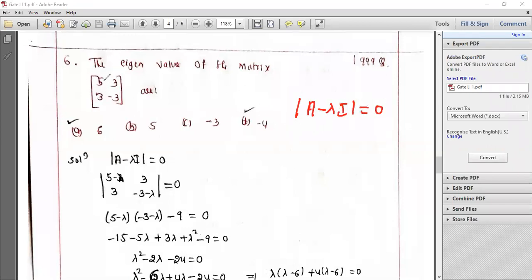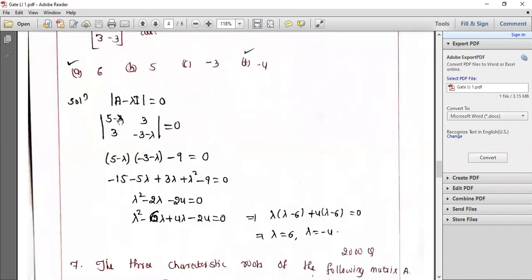So therefore, you will be getting the determinant of 5 minus lambda, 3, 3, minus 3 minus lambda, which is equal to 0. Solve it further, guys. Once you solve it, you will be getting 5 minus lambda into minus 3 minus lambda minus 9 is equal to 0. If you solve it further, you're getting lambda square minus 2 lambda minus 24 is equal to 0.